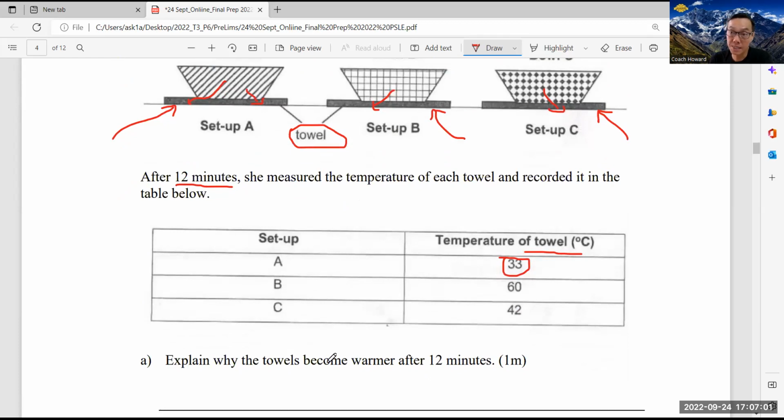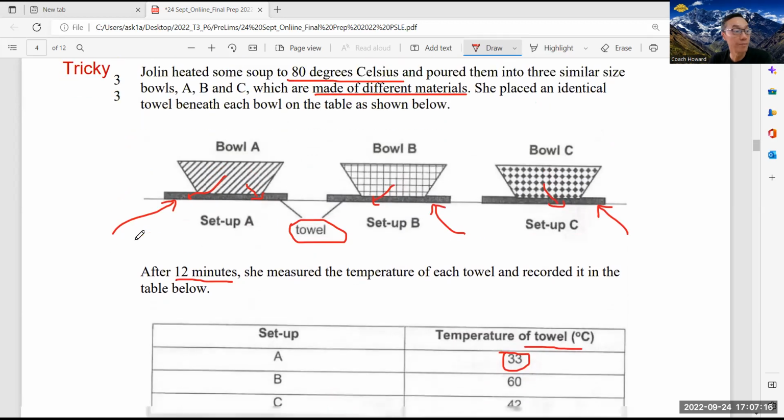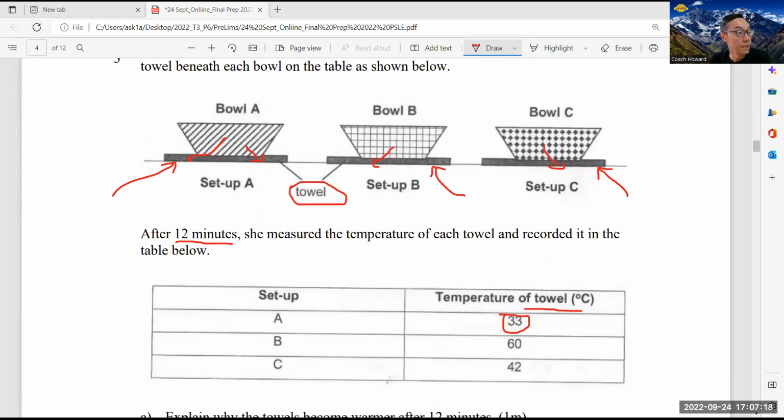Okay, part A is very easy. Part A is actually testing your concept of heat flow. So they say explain why the towel became warmer after 12 minutes. Okay, this one is quite simple. You just need to mention about the heat from here. You can say that heat flows from the soup to the bowl to the towel. Okay. So this is the answer.